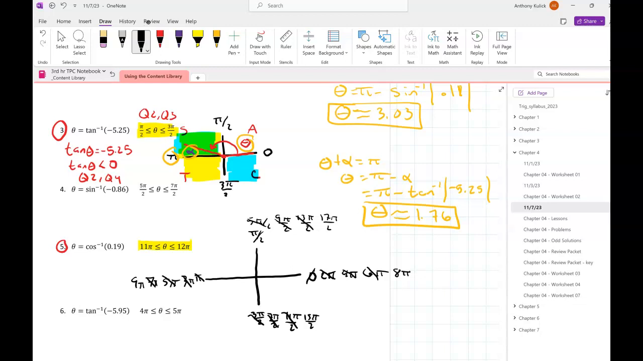9, 9.5, 10, 10.5, 11. Oh, good. 11.5, 12.